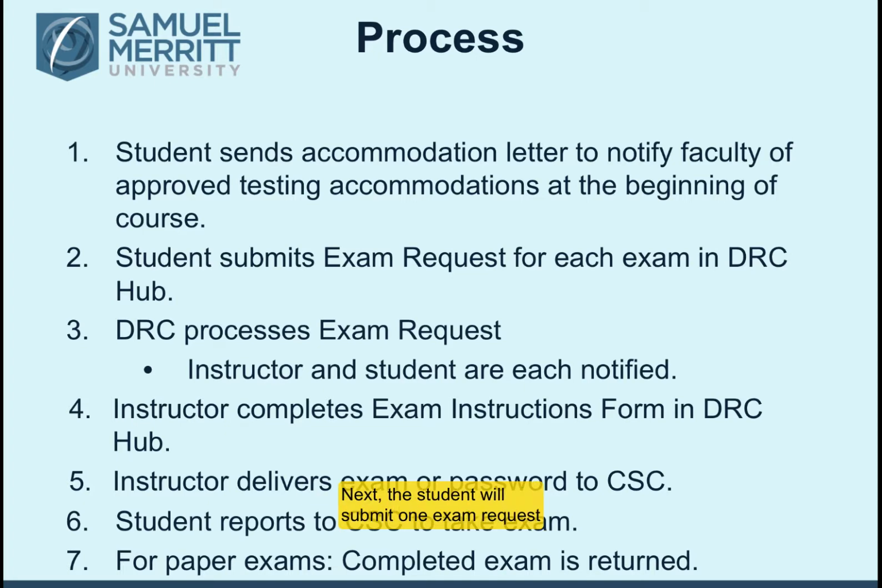Next, the student will submit one exam request for each exam, also through the DRC Hub. An exam request contains the date, type of exam, whether the exam is in Canvas, is on paper, is a HESI exam, and so forth. Start time for the exam, how much time the class gets, and which of their approved testing accommodations they would like to use for that particular exam. The student can only request testing accommodations that have been approved by DRC.